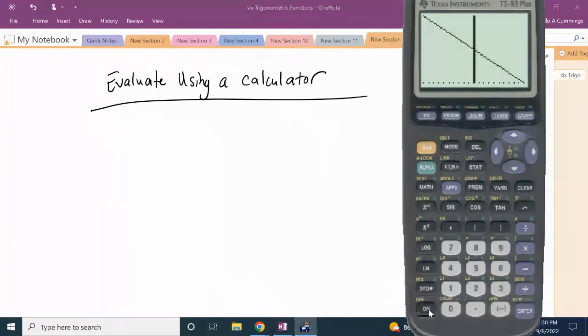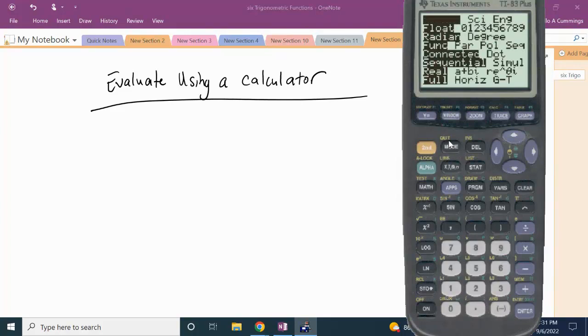So I'm going to turn it on, and in this class, it's going to be important the mode that you're in. I'm going to click mode, and if I go down to the third line, I have a radian mode and I have a degree mode, and you want to be careful which mode you're in. The mode you're in depends on which angle measure you're given. You can be given the angle measure in radians, so you want to make sure you're in radian mode to evaluate, or you could be given the angle in degrees, and you want to make sure that you're in degree mode in order to evaluate.